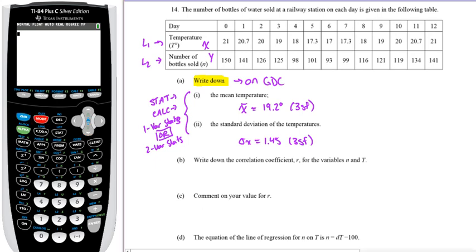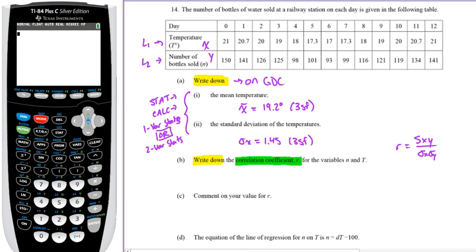Now the R value, when you're looking for the correlation coefficient, or the R value, sometimes you have to calculate it with an equation like this. So Sxy, the covariance of x and y, over the standard deviation of x times the standard deviation of y. But notice that this command term says write down. So we don't have to show any calculations, and we don't have all those pieces of information anyway.